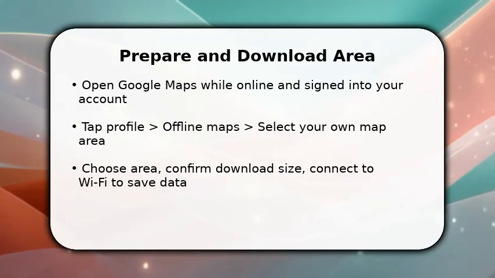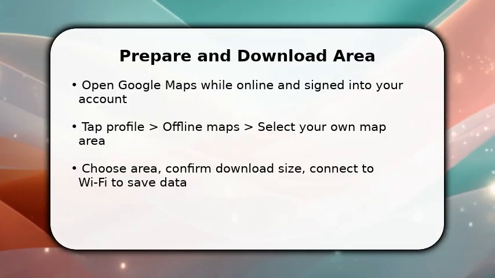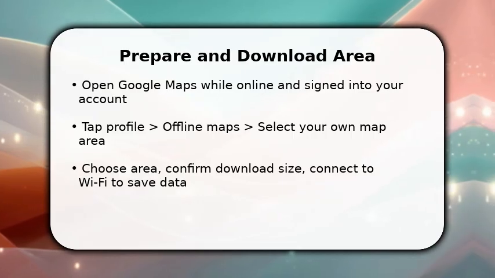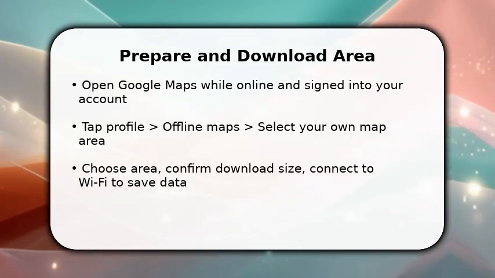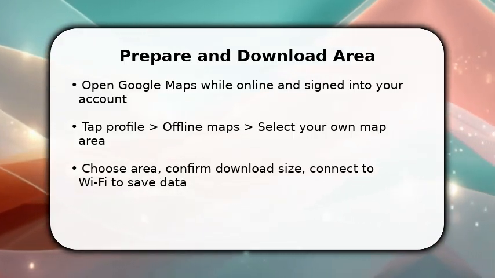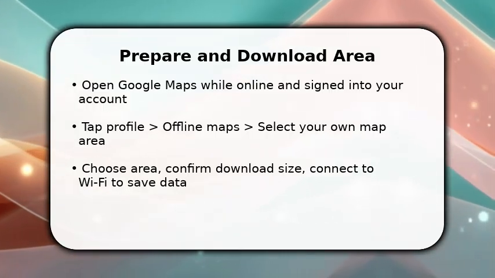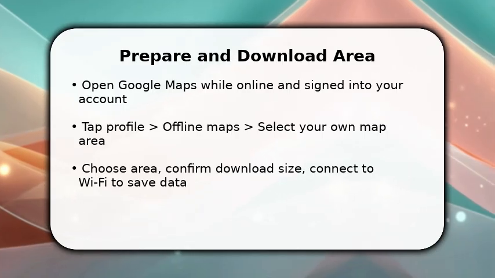You start by picking the exact area you need. Open Google Maps and tap your profile, then Offline Maps. Once done, select your own map and drag to frame the region you'll travel through. Make sure to check the download size and press download. Wi-Fi is best to avoid mobile data charges.